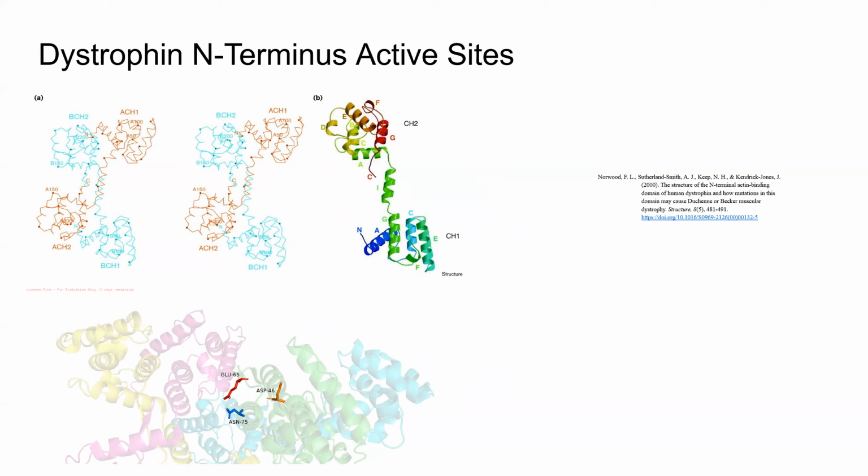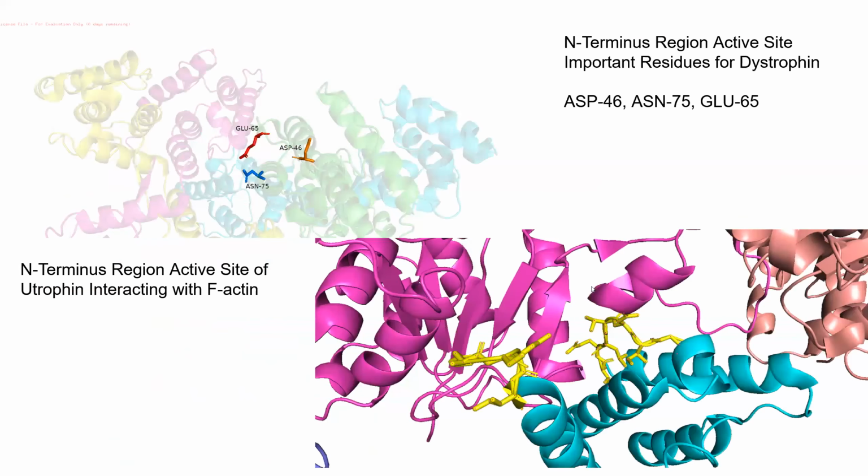And these are the important residues for binding with actin, as we can help figure it out using the information from utrophin before. And with those specific interactions studied, we have determined that GLU65, ASP46, and ASN75, which are all around the central alpha helix and the C-terminal and N-terminal domains of the specific N-terminal part of the protein, are important with its F-actin binding.